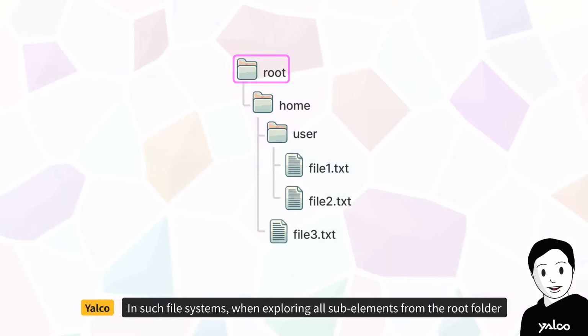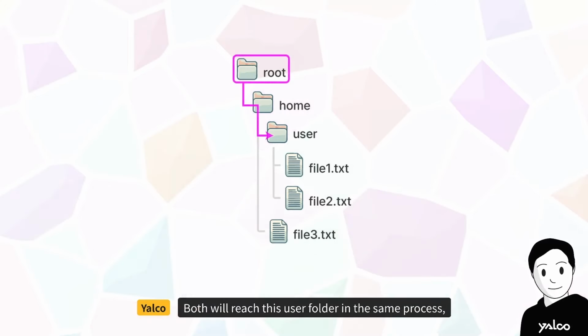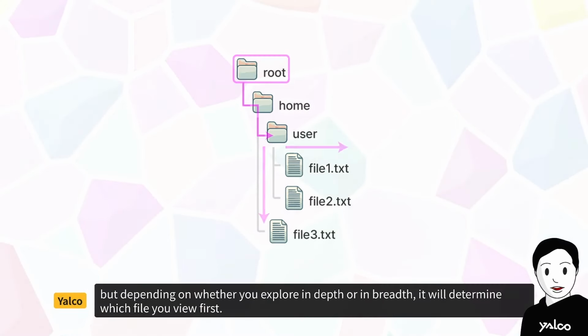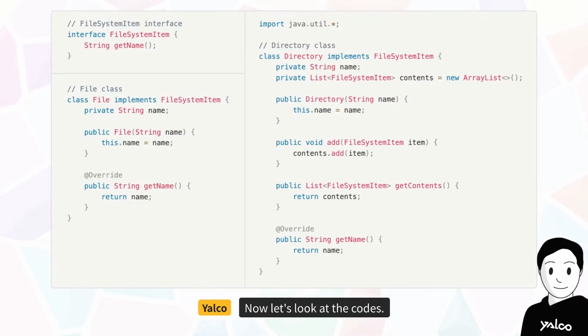In such file systems, when exploring all sub-elements from the root folder, both will reach this user folder in the same process. But depending on whether you explore in depth or in breadth, it will determine which file you view first. Now let's look at the codes.